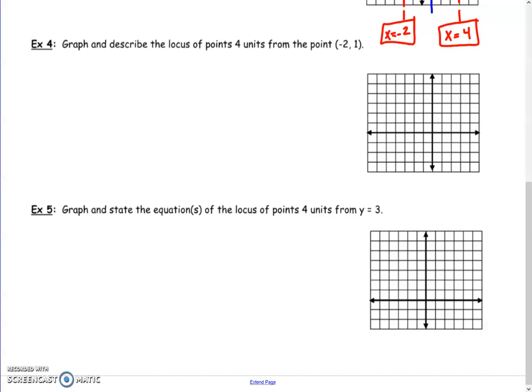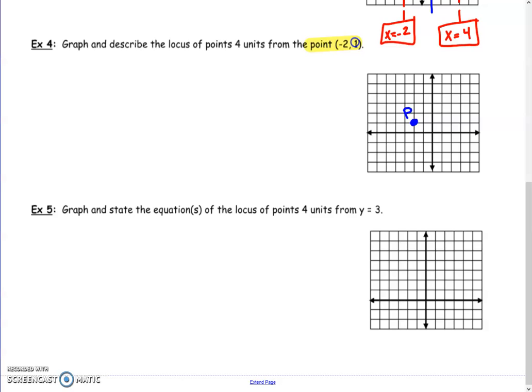Example 4, graph and describe the locus of points 4 units from the point -2, 1. So in every one of these, you'll be given something, a point, a line, 2 lines. In this case, we're given a point, -2, 1. So let's plot that. It doesn't have a label, but if you want to call it point P, that's fine. Or you can just leave it a point.